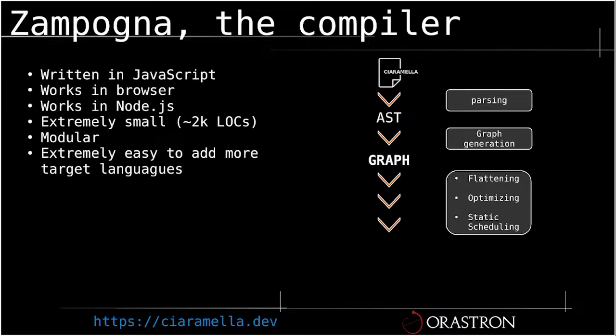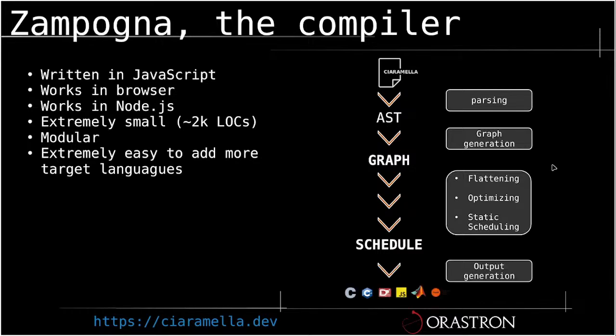And later, after all this, the graph gets scheduled. It's a static scheduling, so it happens at compile time, of course, so that you get this order of nodes to be scheduled. And after that, there is output generation. As I was saying, you can obtain the code that you can integrate into your project.